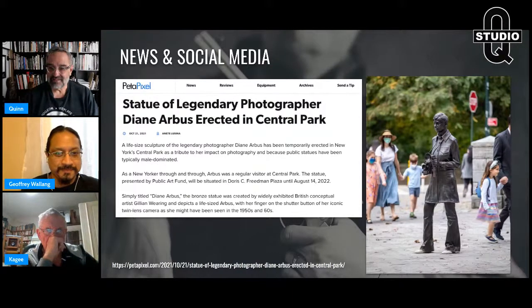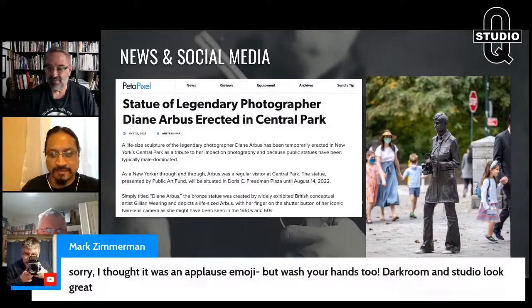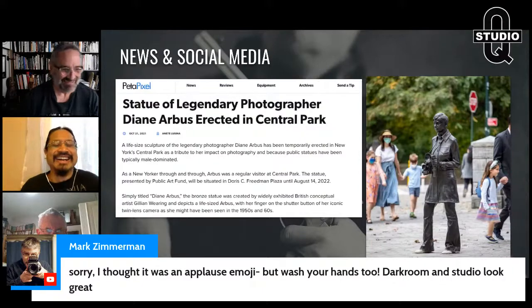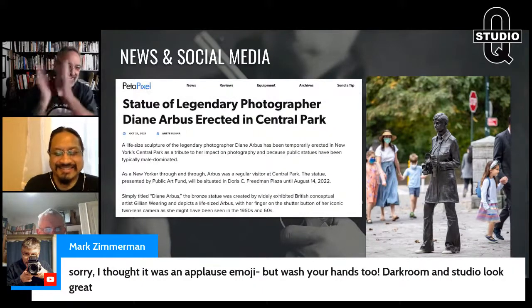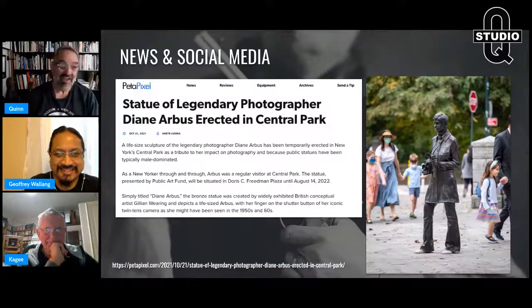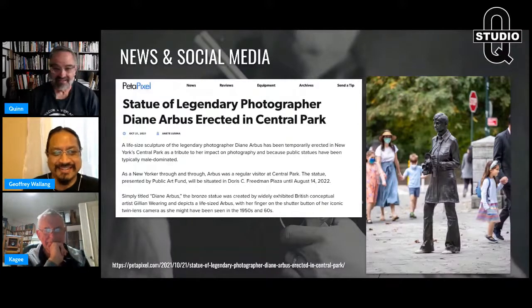Oh, Mark says, sorry, thought it was an applause emoji, but wash your hands too. Darkroom Studio looks great. Thanks, man. I appreciate it. Yeah, thank you. And I am too. I'm applauding these efforts. This is the last big step we have to do up here. We've got to put our gate up, but that's a different story.